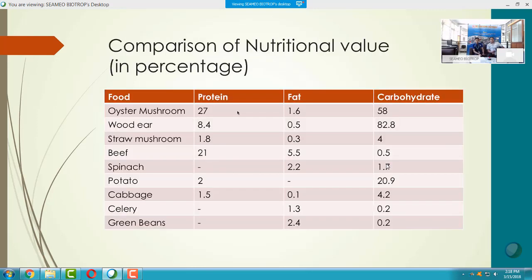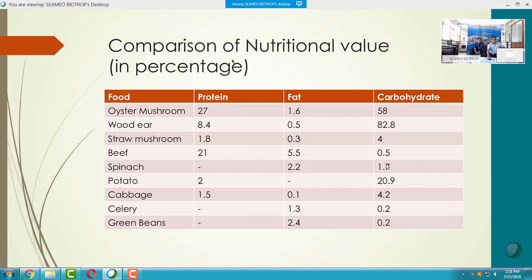Okay, so this is the data on the comparison of nutritional values in mushroom. We have here the oyster mushroom, the wood ear or ear mushroom, jamur kuping in Bahasa Indonesia, and straw mushroom, jamur merang, and we compare them with other food ingredients like peas, spinach, potato, cabbage, celery, and green beans.